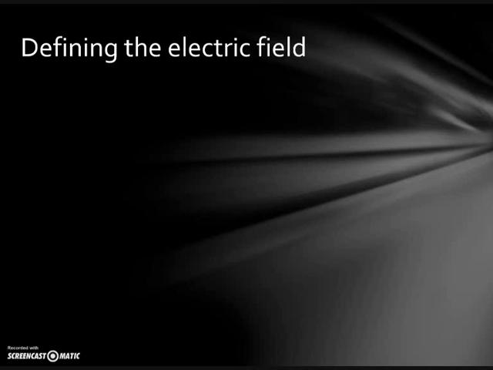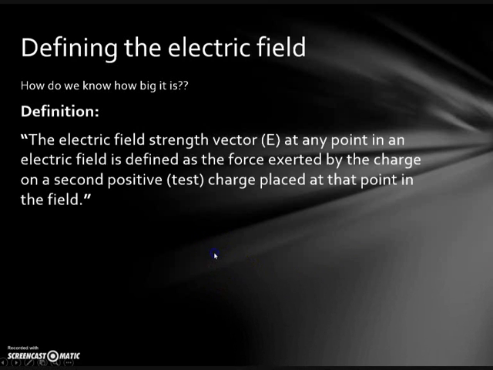Basically, the stronger the field is, the more force is going to be placed on this little charge that we've put there. We can use the strength of this force to measure the strength of the electric field. So if you're in a field and you experience a force, then there's said to be an electric field there. We define this as the electric field strength vector. So E represents the strength of the field.